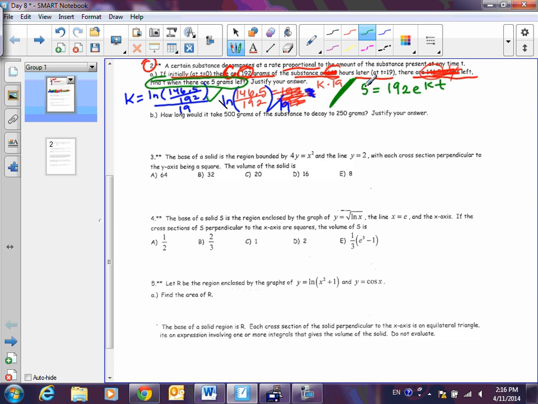All right, but since it's this way again, we're going to have to unlock that exponential. So you're going to divide by 192. This is basically just like what we did. Then you're going to do the natural log. And then you're going to divide by K. Okay, so that's what I'm going to type in. Natural log 5 over 192 divided by K.